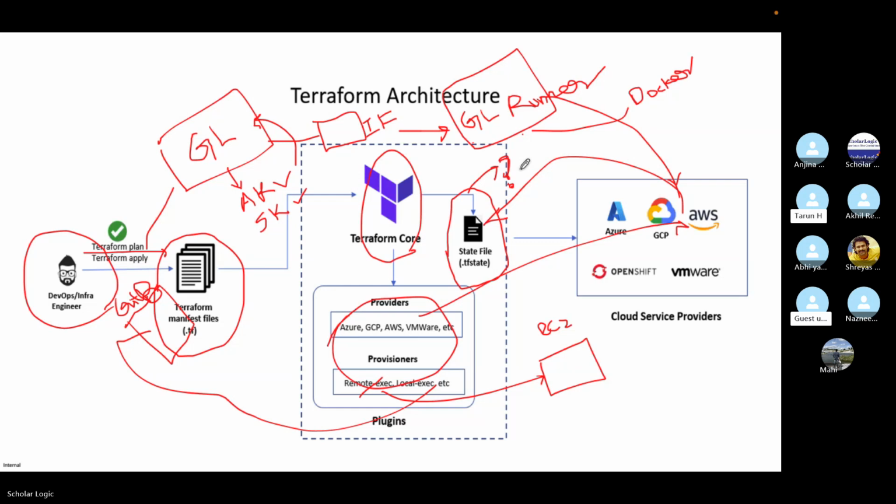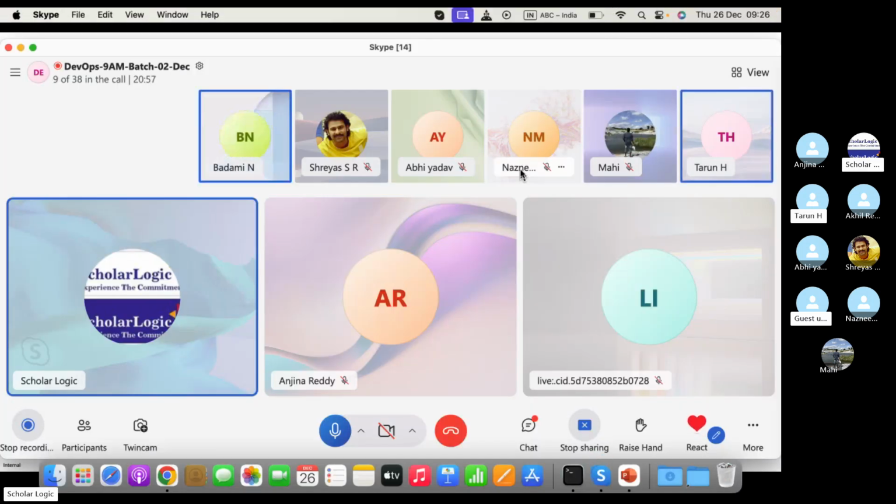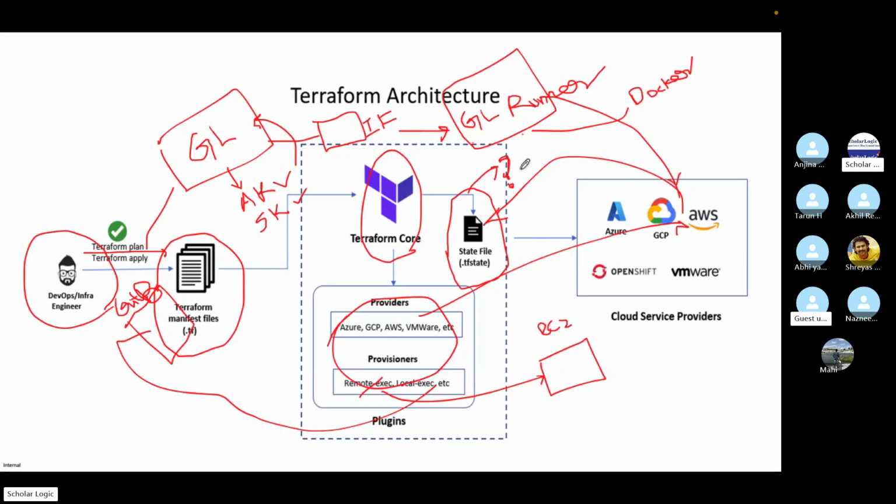Mahesh? AWS, sir. I think AWS. Yeah, correct. AWS is correct. But which resource? S3. S3 is the object storage. There we will be storing the Terraform state file. So it is called a remote state file.